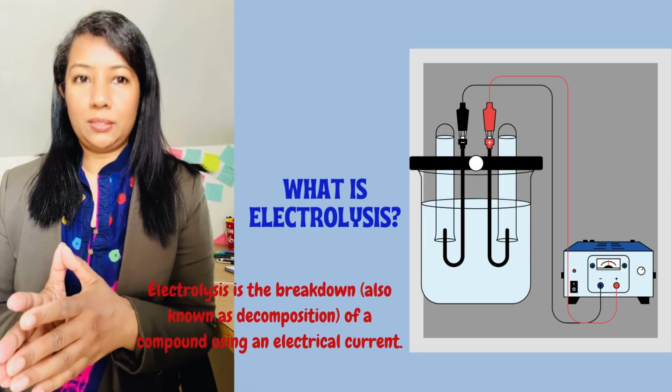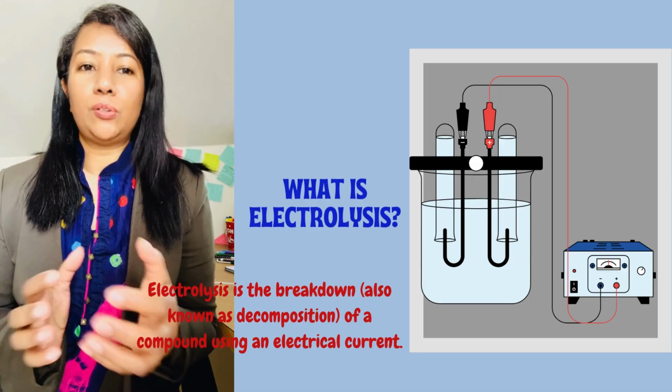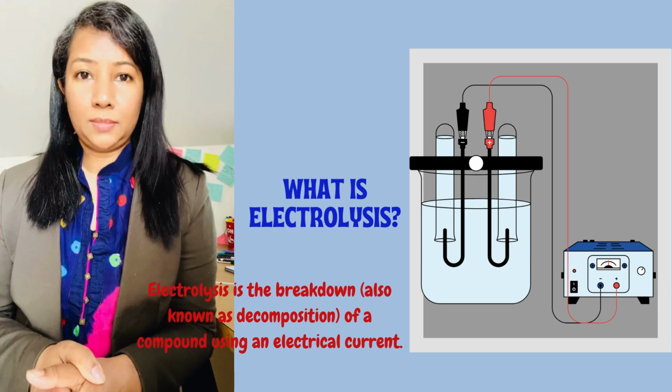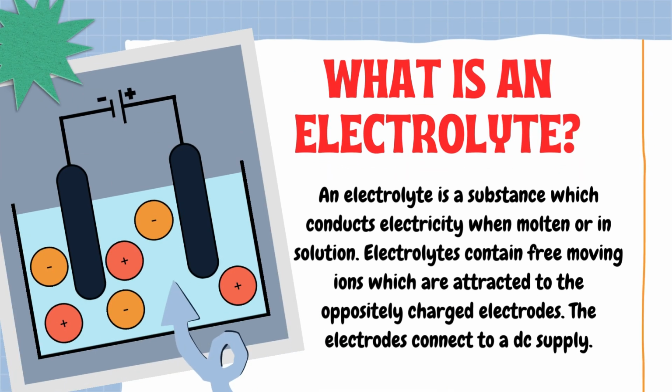Alright. So what is electrolysis? Electrolysis is the breakdown of a compound using an electrical current. What is an electrolyte? An electrolyte is a substance which conducts electricity when molten or in solution. Electrolytes contain free-moving ions which are attracted to the oppositely charged electrodes.